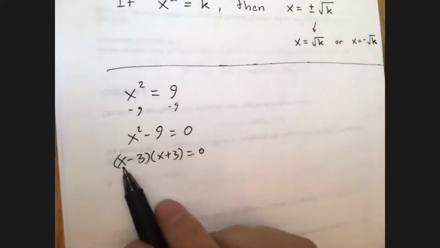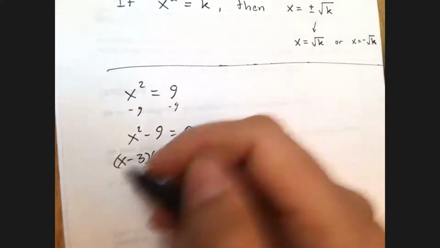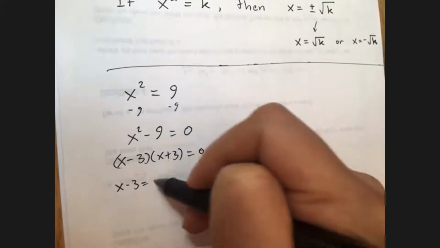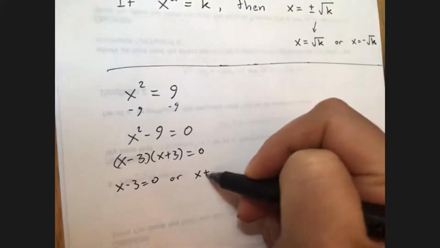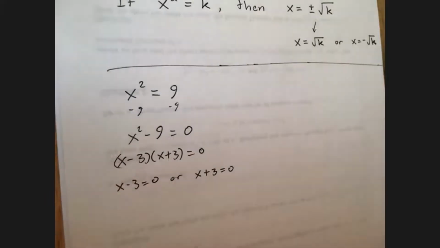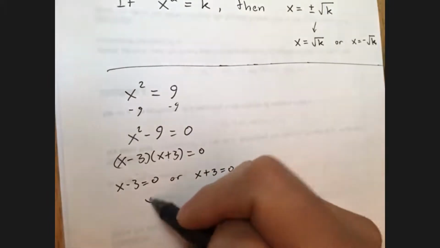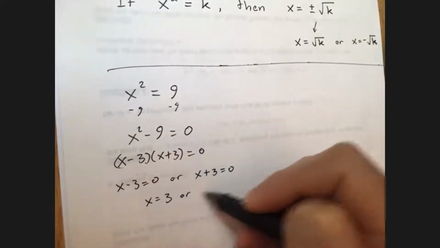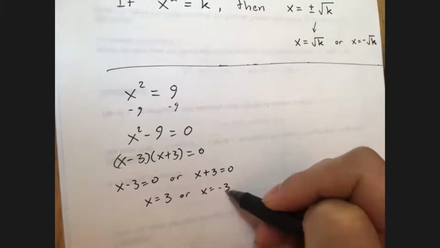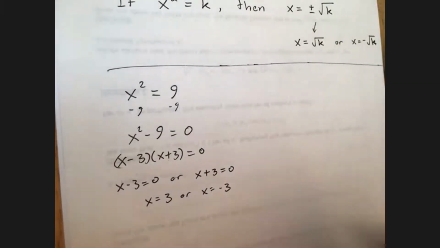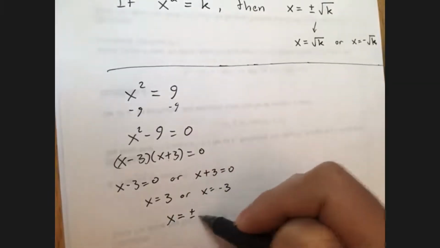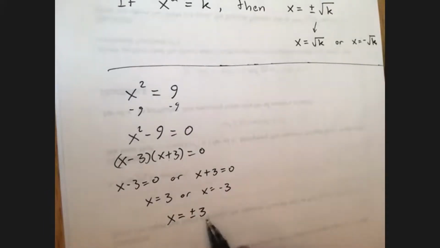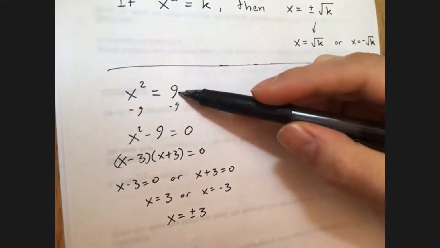And we know that the zero product property tells us that x minus 3 equals 0 or x plus 3 equals 0. And so we get as our solution x equals 3 or x equals negative 3. In other words, you could write it as x equals plus or minus 3. And 3 happens to be the square root of 9.